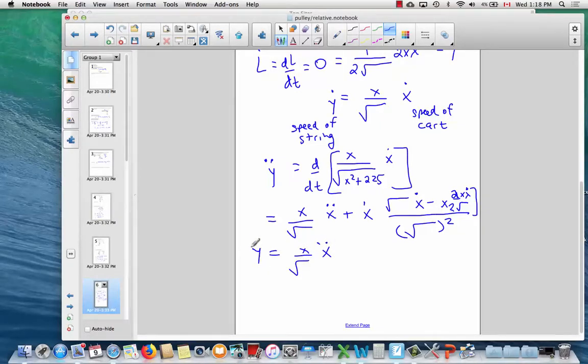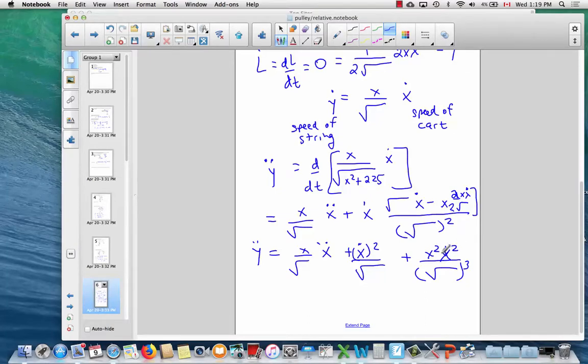So the acceleration of the string is proportional to the acceleration of the cart, and then it's actually proportional to the speed of the cart as well. So x dot, the speed of the cart, squared, and then we get square root over square root squared, so that's just over square root. And then our final term here, we'll have to do some simplifying. So we're going to get x dot squared, and here we're going to get x squared. The 2 will cancel out, and then we'll end up over this square root thing, x squared plus 225, cubed. And so it's x squared, x dot squared.